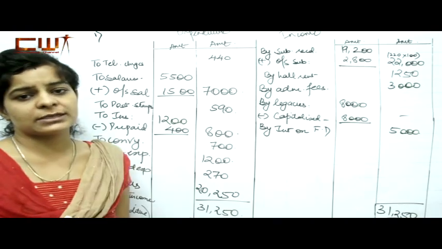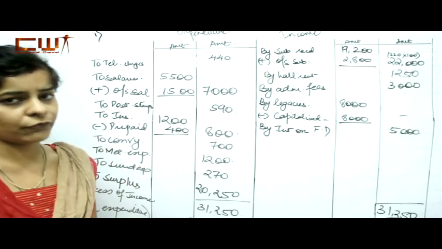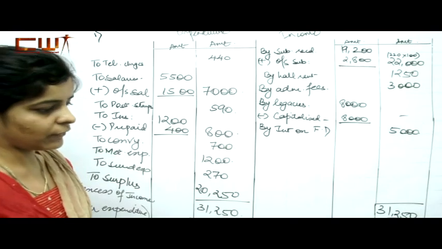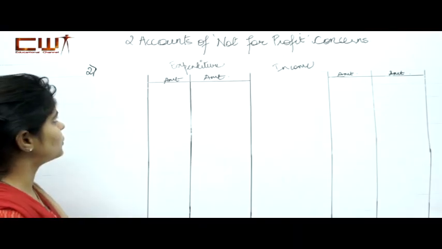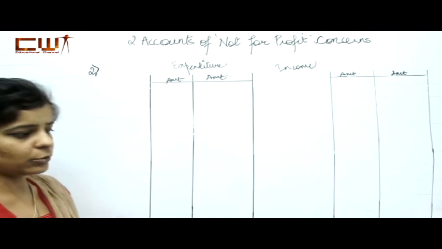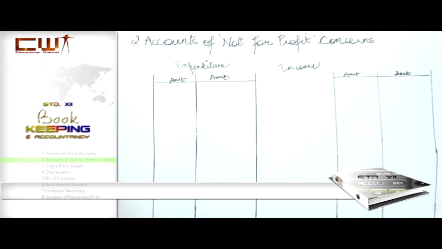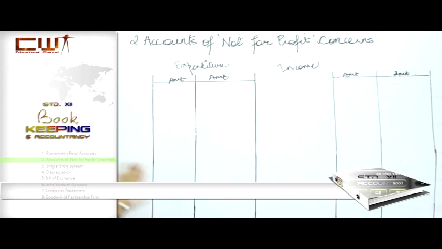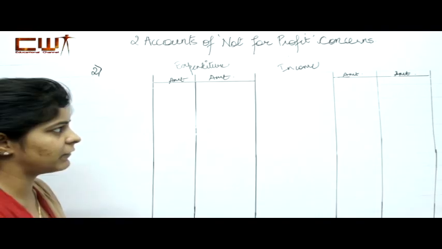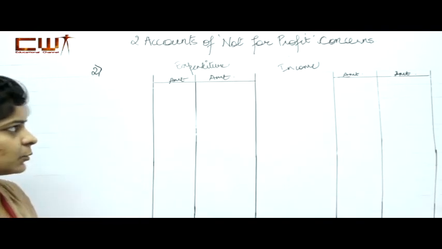We move on to the next question, that is question number 2 of your textbooks, page 143. The adjustments are given on page 144. Just see what the adjustments are and put a tick mark on the question, that is on the receipts and payments side given in your textbooks.